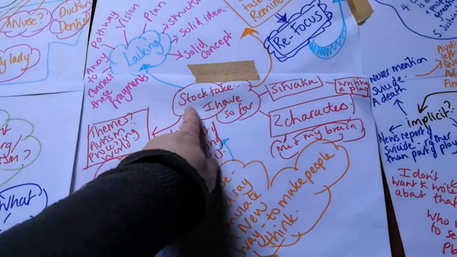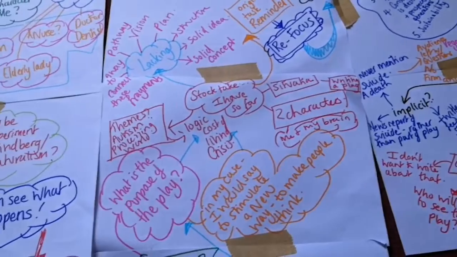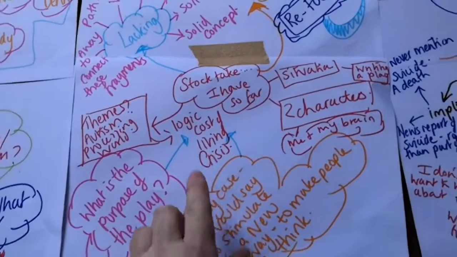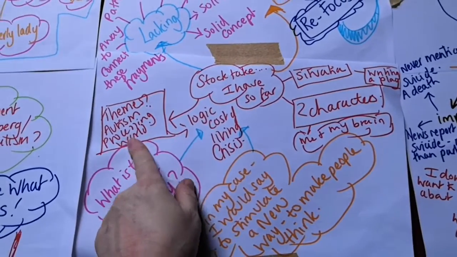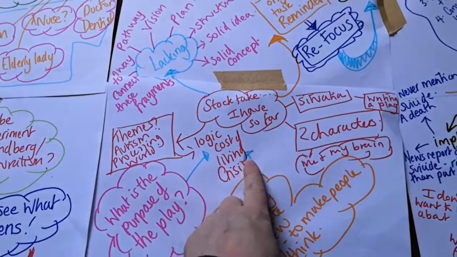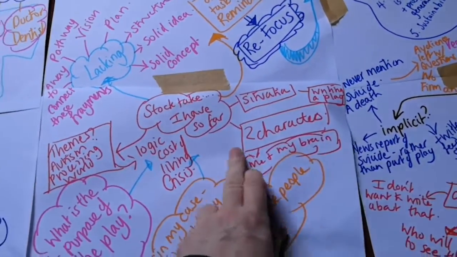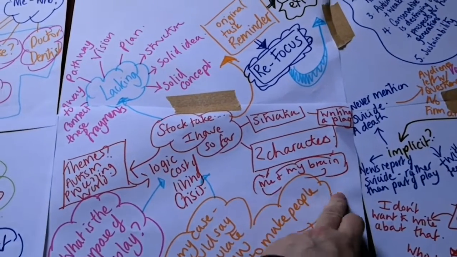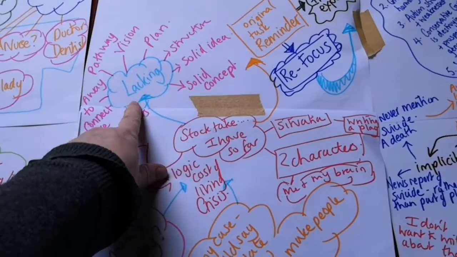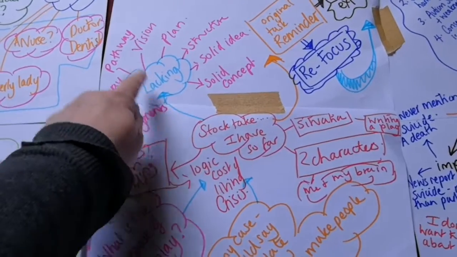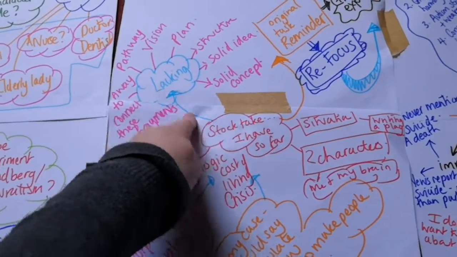Well, let's take a stock take. What have I got so far in this diagram? Yeah, I have the themes: autism, processing the world, logic, cost of living crisis, situation, writing a play, 2 characters, me and my brain. Oops, my brain's come along. Negativity. What is it lacking, Karen?